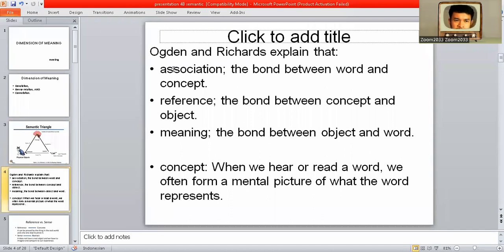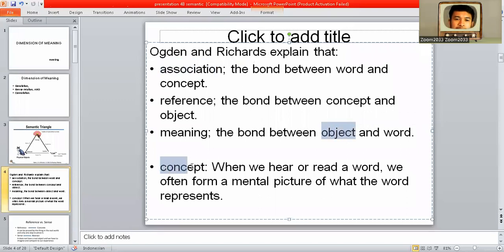Each terminology has its own definition. For instance, we have association as the bond between word and concept, just like the symbol. And we have reference between the concept and object. So what about the meaning? Meaning is the bond between object and word. So we can distinguish these.